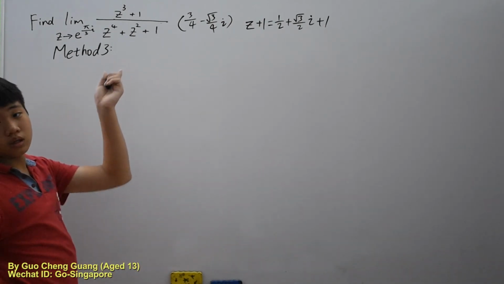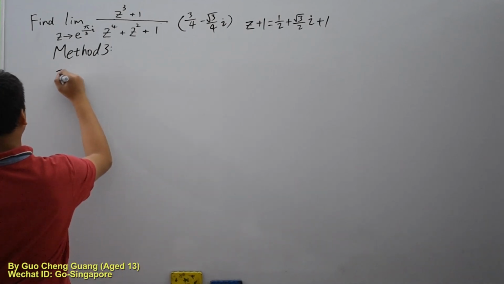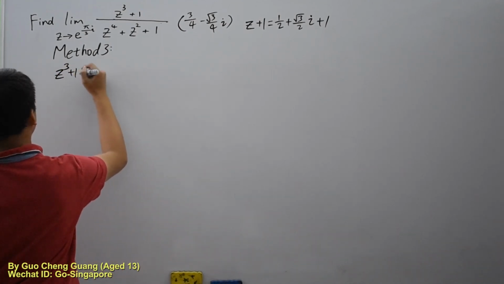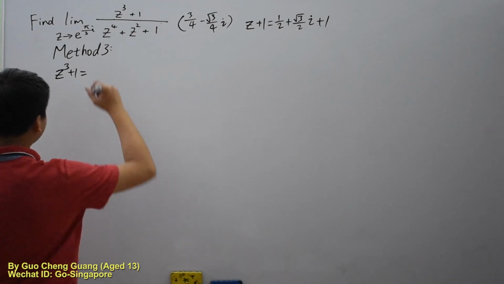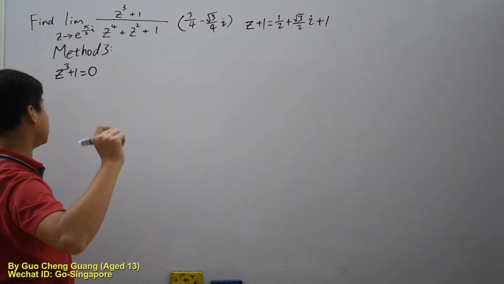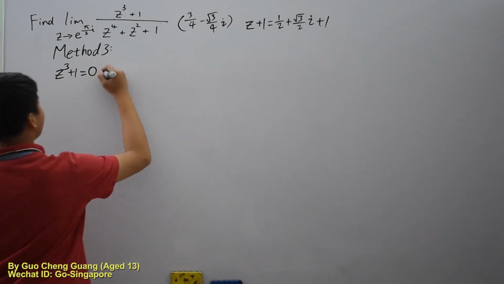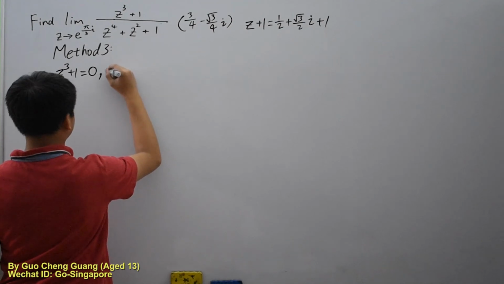So from here, the simplest one would be z cubed plus 1. Let's just let it be equal to 0 first. Okay, so this, you can just write it like this, right? Then you could solve it as an equation.